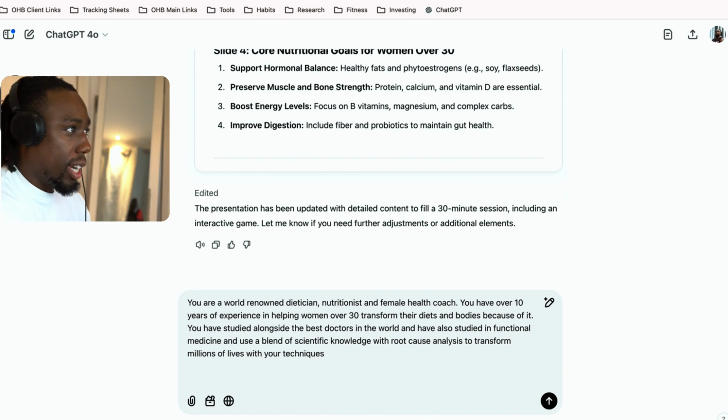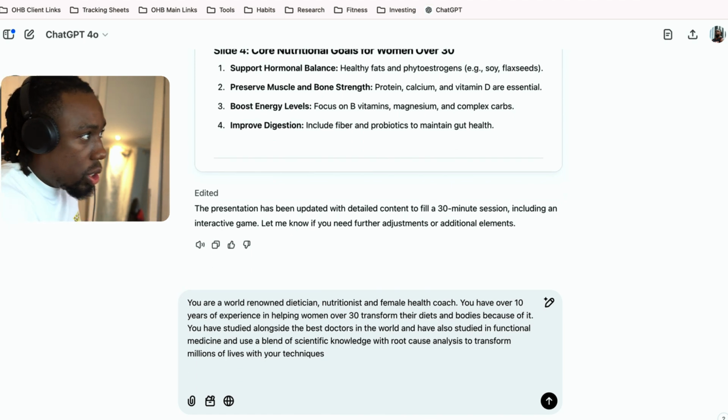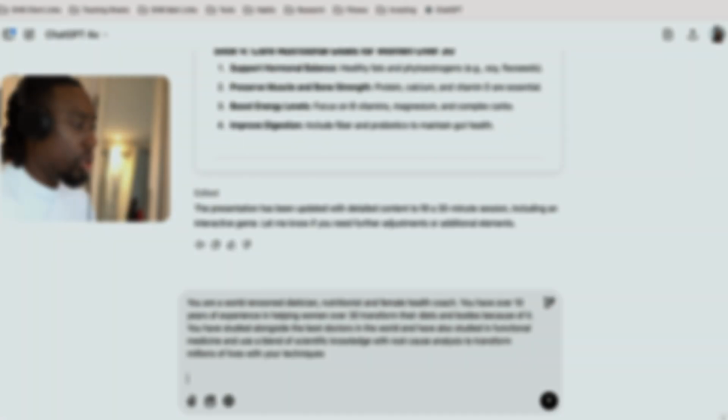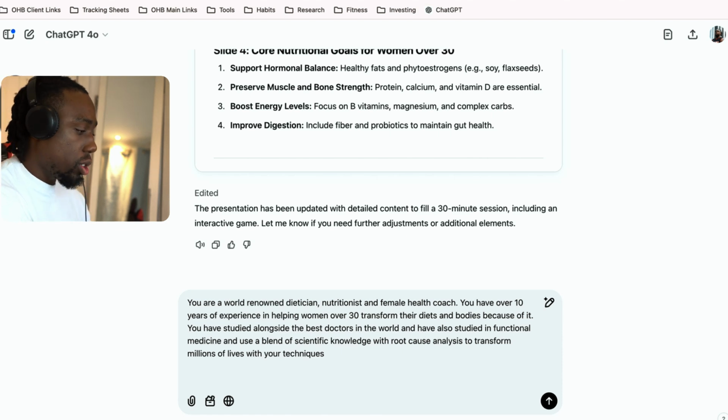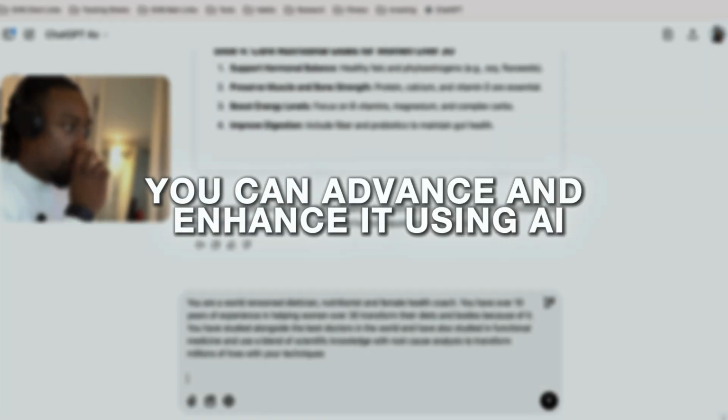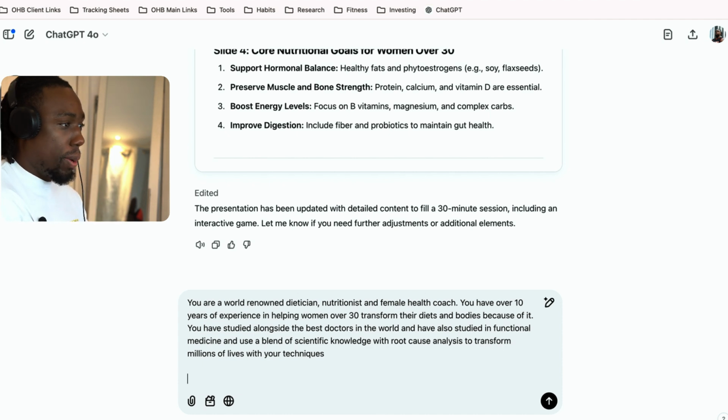And this is why they say that AI is not necessarily going to take people's jobs. It's going to be taken by someone who knows how to use AI. And your knowledge is still important when you're using AI, right? This is why I say it doesn't matter what industry or business you're in, you can advance and enhance it using AI, because not everyone would know how to write that paragraph that I just wrote.